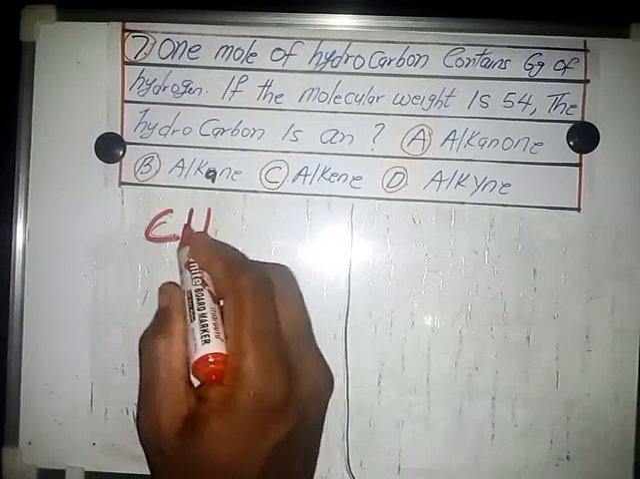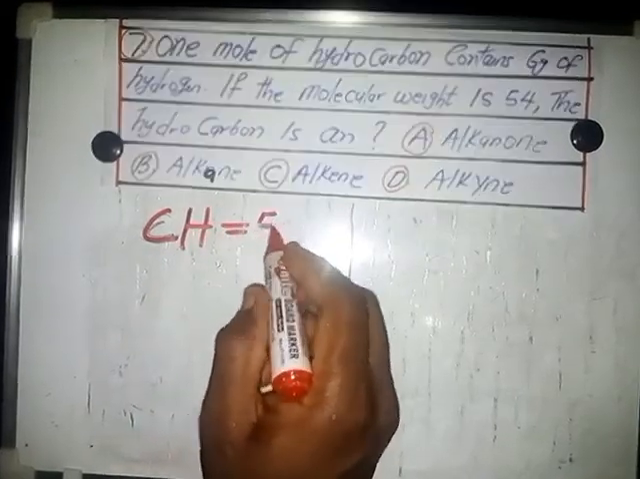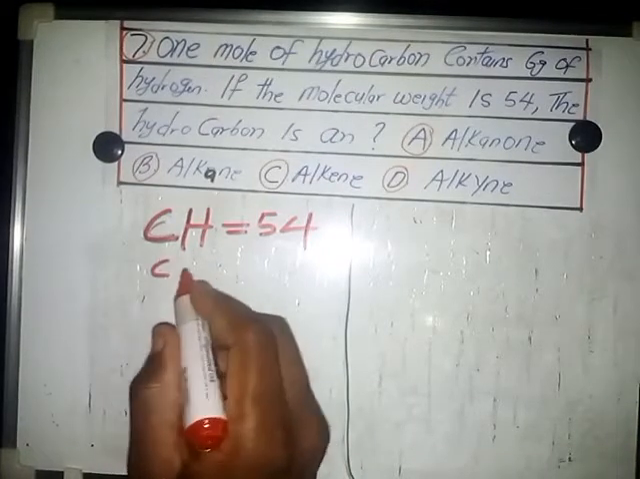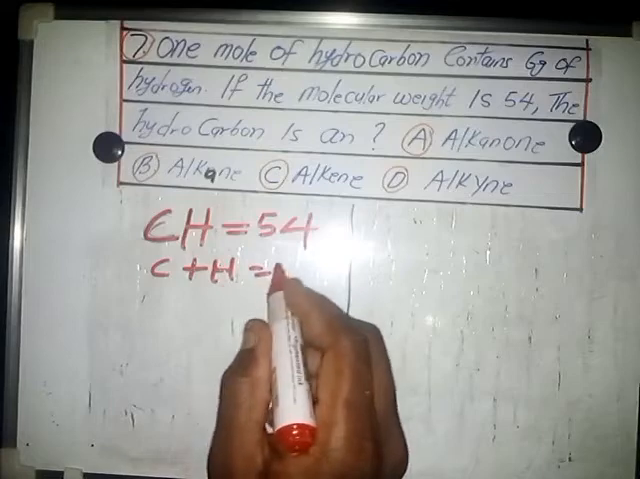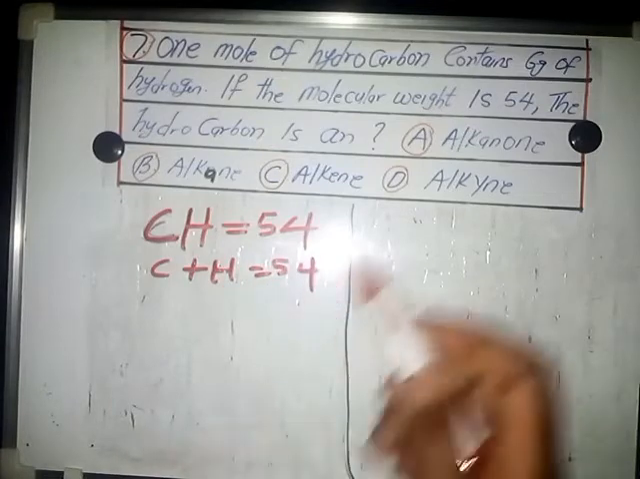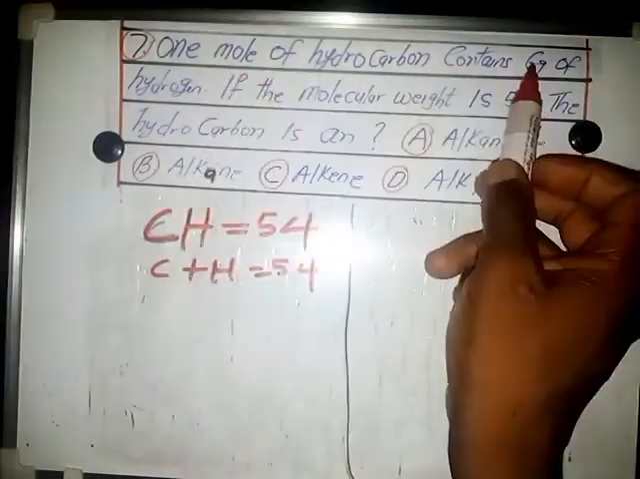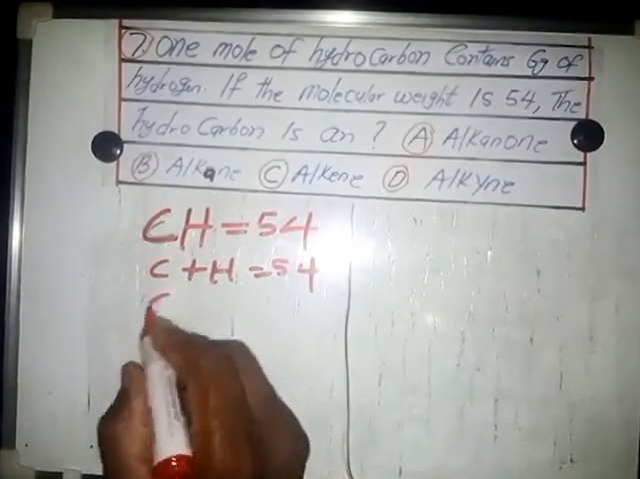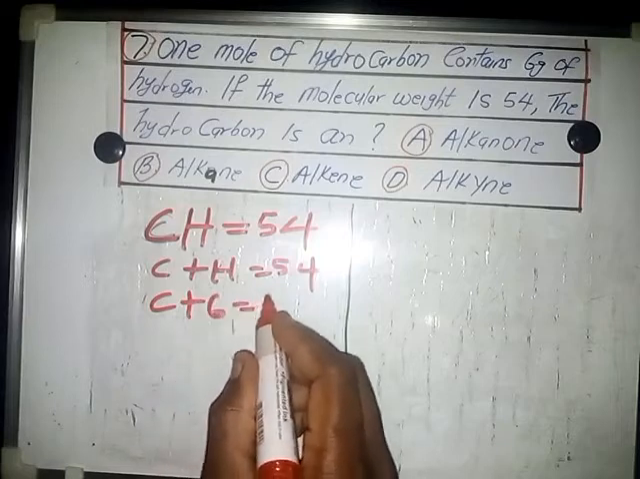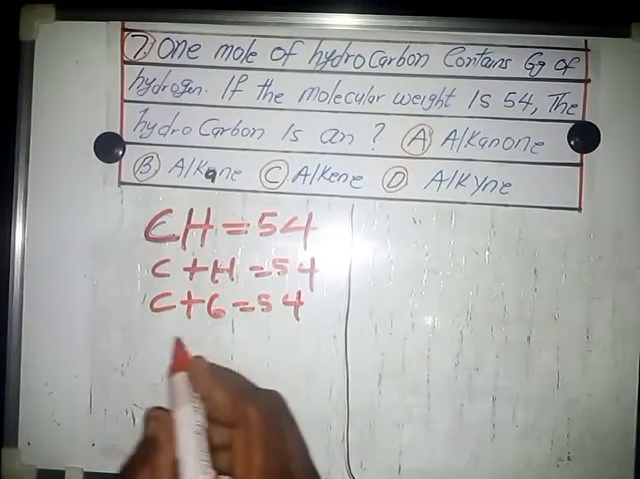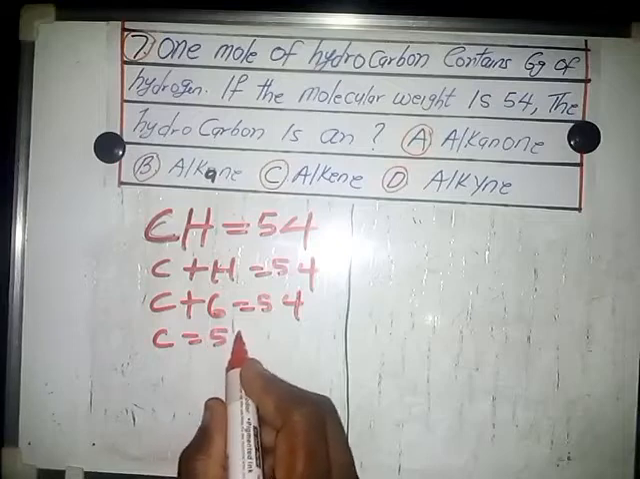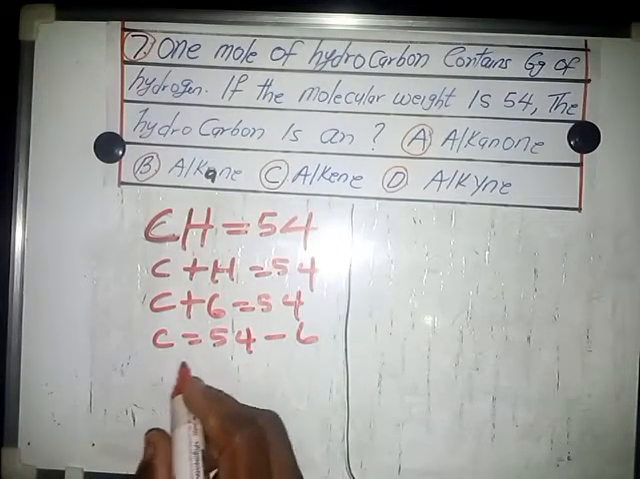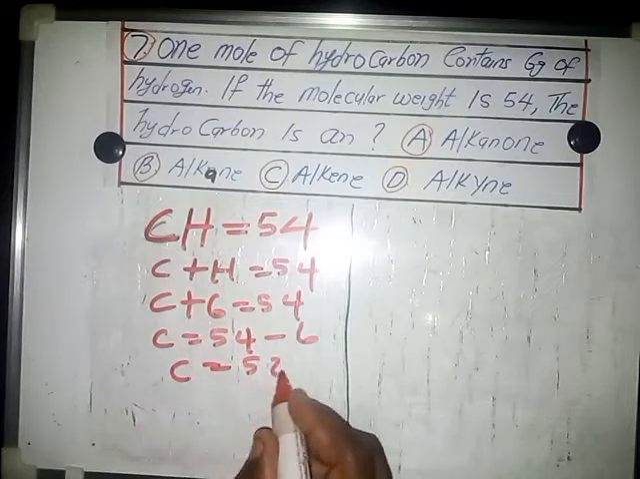The molecular weight is 54, but we only know the one for hydrogen. CH is equal to 54. It's like saying C plus H equals 54. We know that it contains 6 grams of hydrogen. They didn't give us the one for carbon. So that's C plus 6 equals 54. C equals 54 minus 6. That's C equals 48.